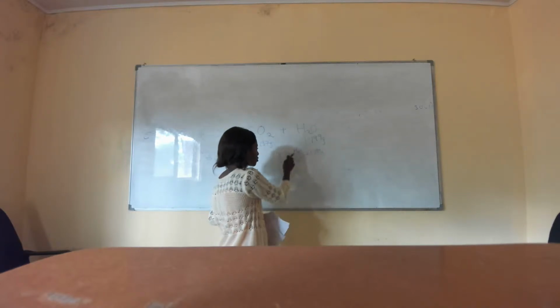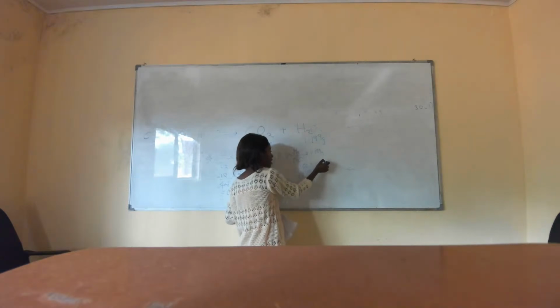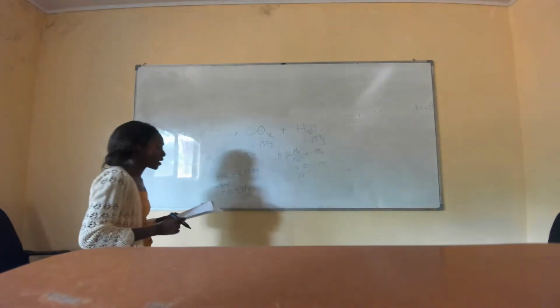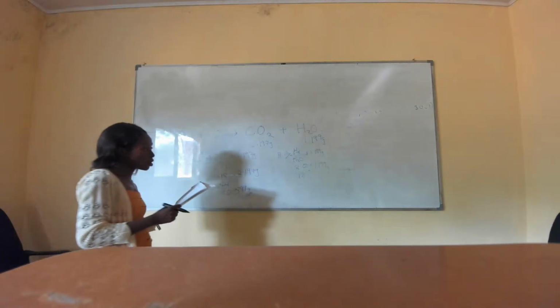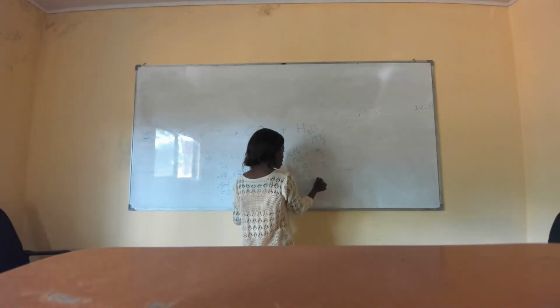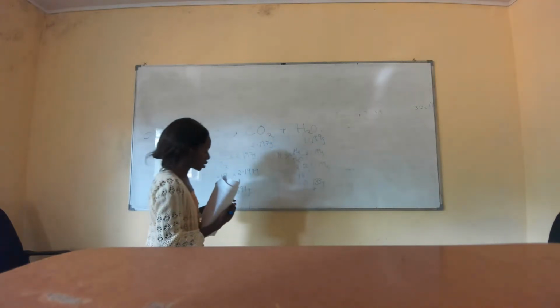So if we have H2 there, it becomes 2.00 over the molar mass of water, which is 18, times 1.199 grams. So if we multiply 2 divided by 18 times 1.99, the final answer was giving us 0.133 grams.